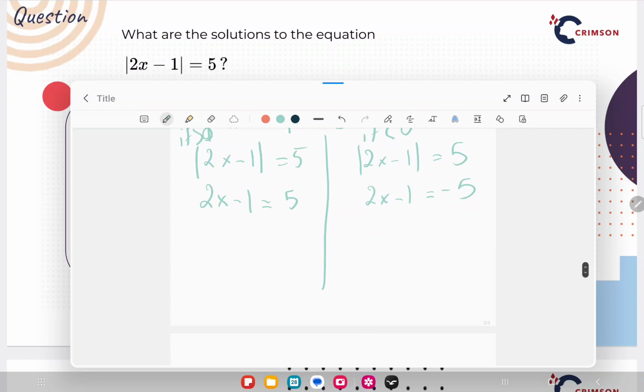Now, if I do 2x is equals to 6, x is going to be equals to 3, and if I do over here 2x is equals to minus 5 plus 1, 2x is equals to minus 4, x is equals to minus 2.